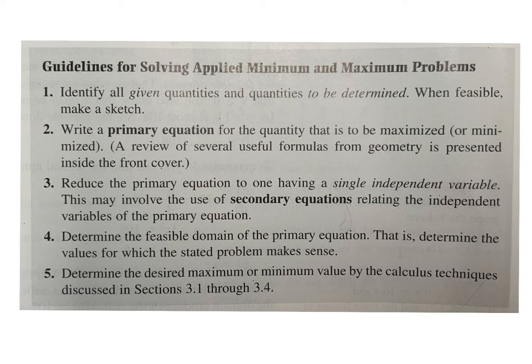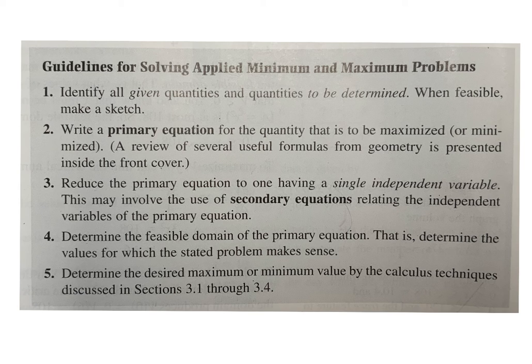A review of several useful formulas for geometry is presented inside the front cover. So inside your front cover, you have some integration rules and you have this little guy right here that gives you some geometry. If you flip the page, hopefully, there we go. You have all these little geometry guys here. The SAT booklet gives me geometry I never use. Right, it does. Reduce the primary equation to have one single independent variable. So you're going to use your secondary equation to get your primary equation to one variable.